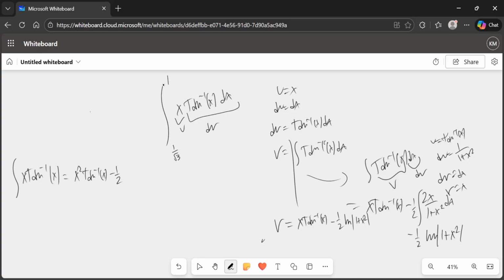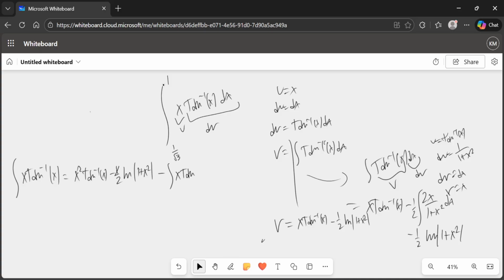Wait, does that say x squared? Is that x squared up here? No, it's just x. No, here it's x squared because it's this times this. Yeah. Okay, minus x over 2 ln 1 plus x squared. Okay, uv minus, now here's the real hard part, v du.